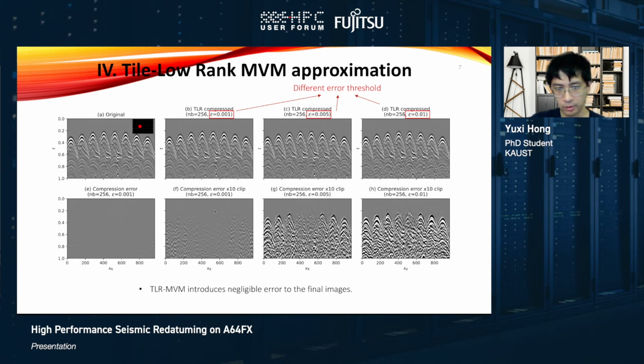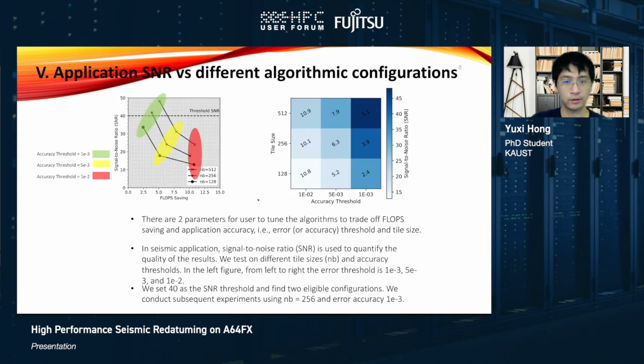So we multiply by 10, and we do the same for G and H, from C and D. You can see that with an error threshold equal to 1e-3, there is a very negligible error in the final image. And so this is the application SNR with different algorithm configurations.